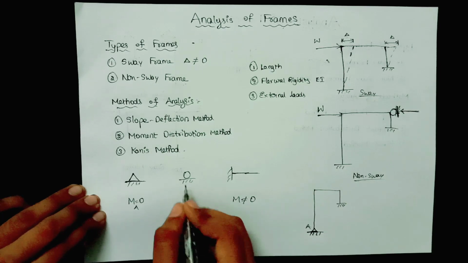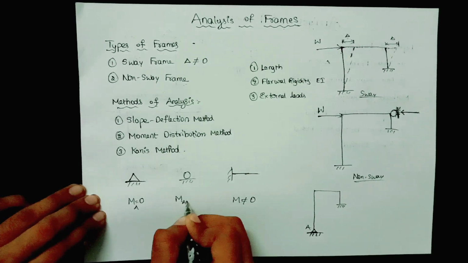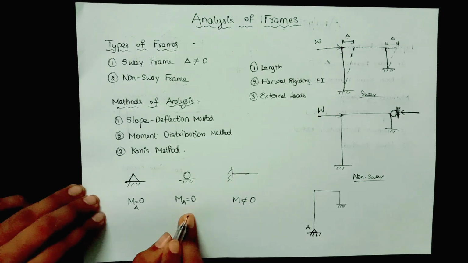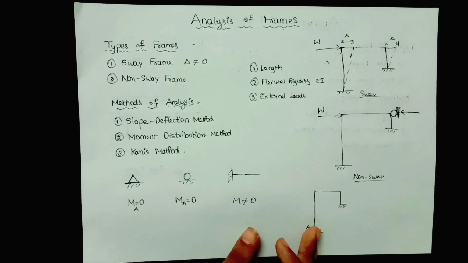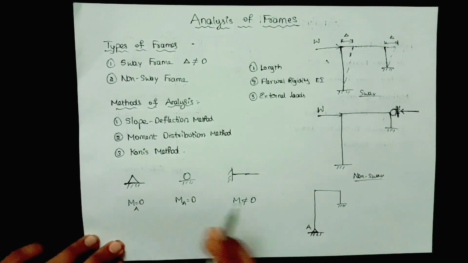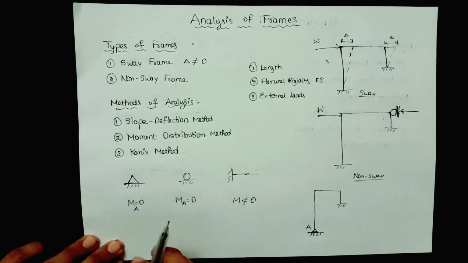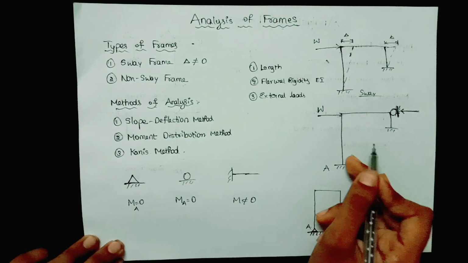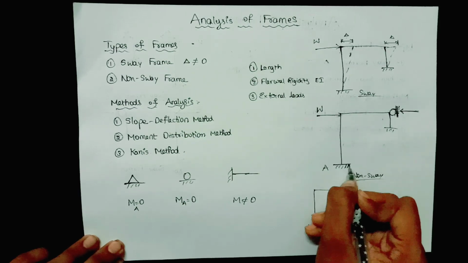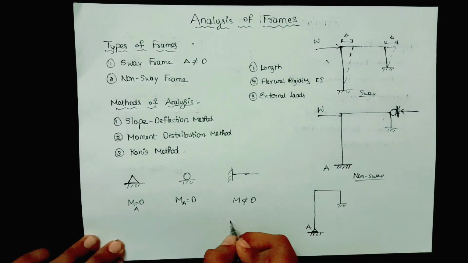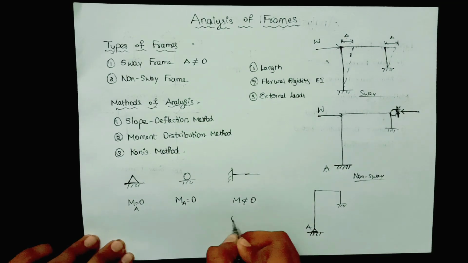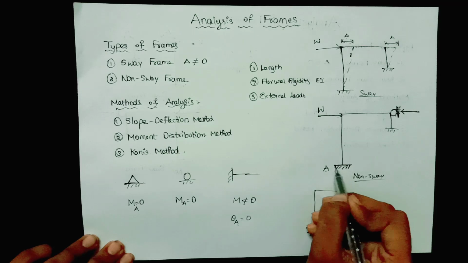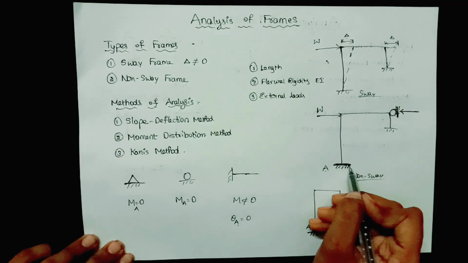Similarly, if you are having a roller support, there also moment is equal to 0. For these two supports, moment is equal to 0, and at the fixed support it is not equal to 0. And if we come to the slopes, for example I am taking this frame. If in this frame we are having a fixed support A, let the slope at A be theta A. It is equal to 0. At fixed supports, slopes will be equal to 0.